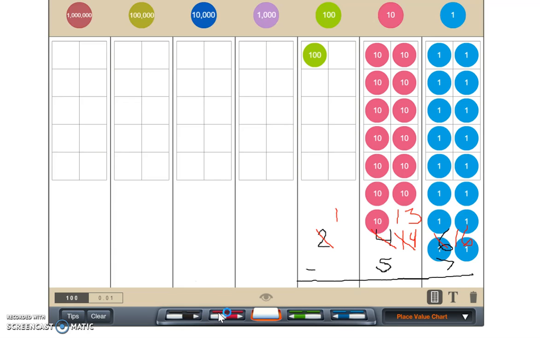Now that I've done all my trading, I can now subtract. I'm going to start in my ones place. Now I have 16 ones minus 7 ones. So I'm going to take 7 ones away. That's 6, and I'm going to take 1 more for 7. How many ones am I left with? Well, I know since this is a 10 frame, here's 5 and 4 more, so I have 9. So I'm going to record that I have 9 in my ones place.